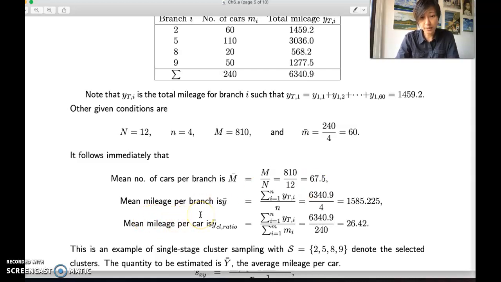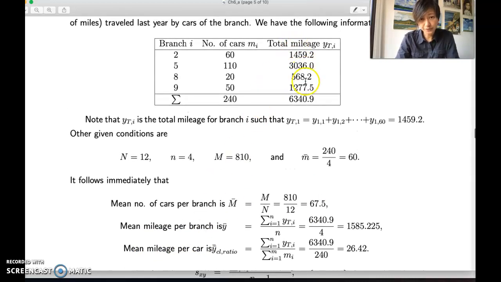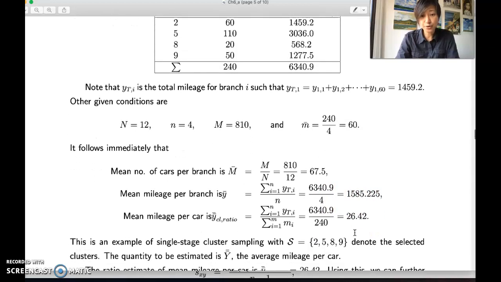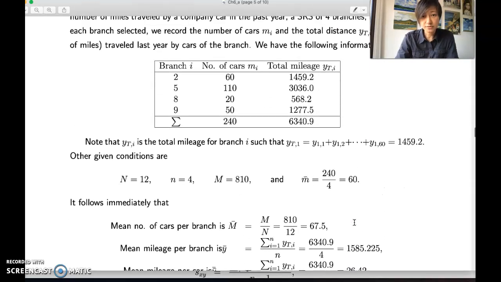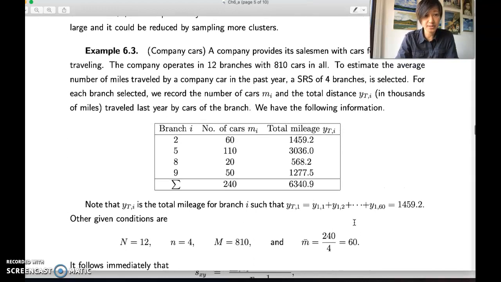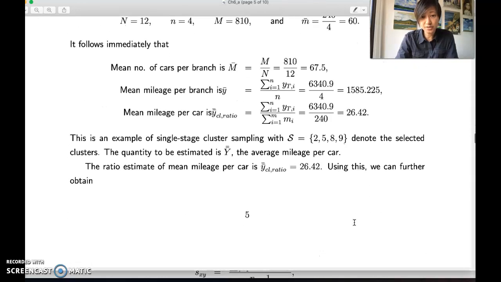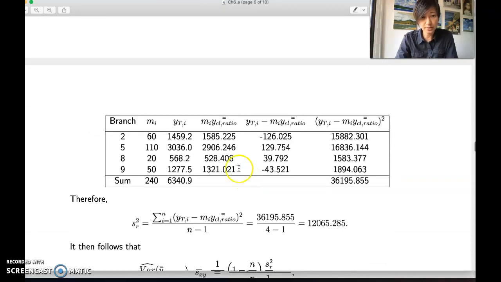The mean mileage per branch would be the total mileage divided by how many branches we sample. So on average, it's about 1,585. Mean mileage per car would be the total mileage divided by the total number of cars in all the branches that we sample. So that's around 26.42. In this example, it is very similar to example 6.2, and we can use the ratio estimation approach like how we did previously.